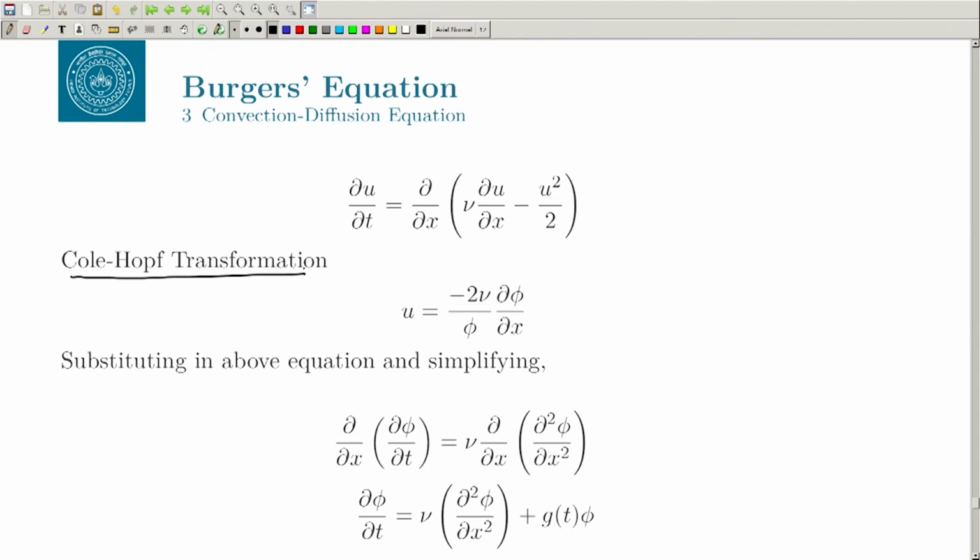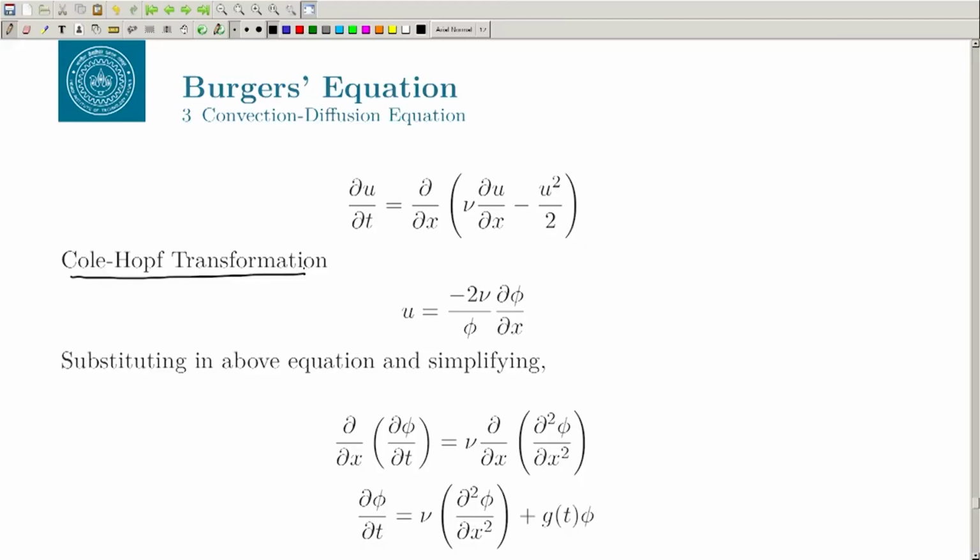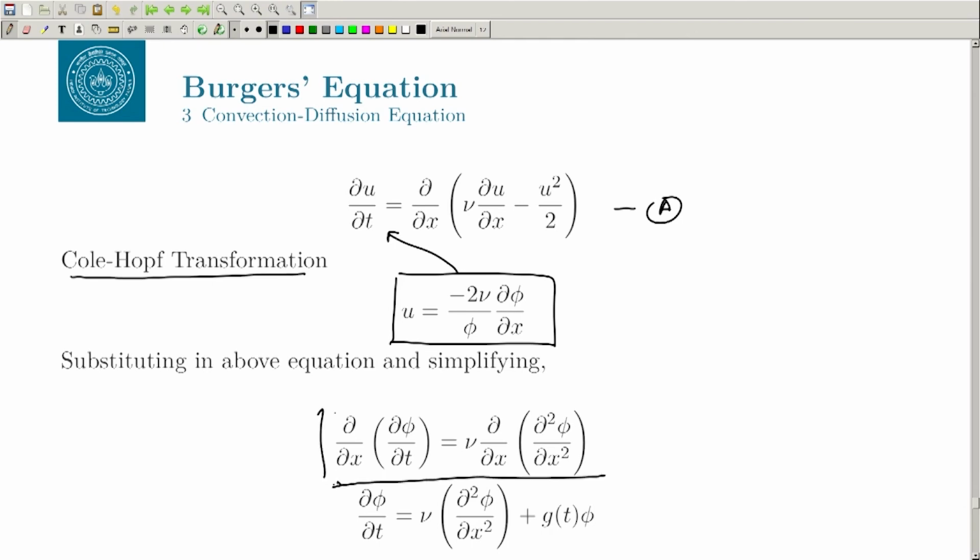So, this is very close to what you recall in your calculus, where you basically change your variable. You do the variable transformation and convert your PDE into an ODE in many cases, right. This is very similar to that. The form that is suggested is u equal to minus 2 nu by phi del phi by del x, and if you put this value of u into this equation, let us say A, and simplify it, you will quickly see that you start looking at a heat conduction equation.